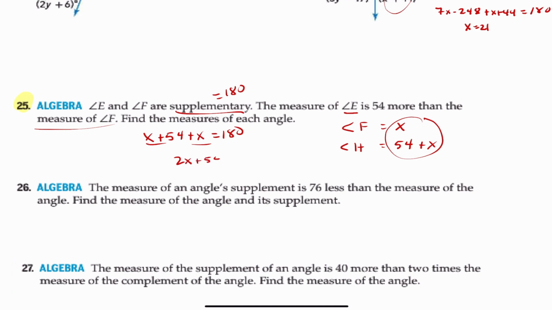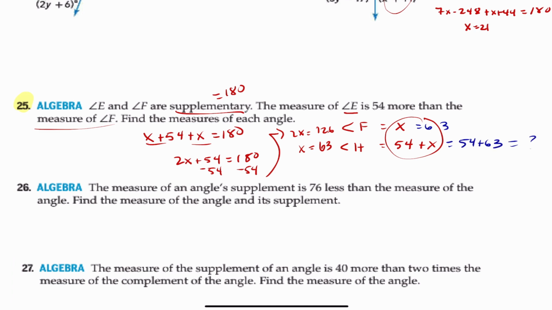Combine. Subtract. So 2x is equal to, what is 180 minus 54? I have no idea. That's 126. So x equals 63, okay? X is 63, so the angle F, by the way, is 63, and then I do 54 plus 63, and whatever that is, that's your answer.